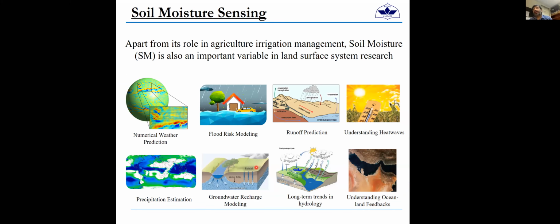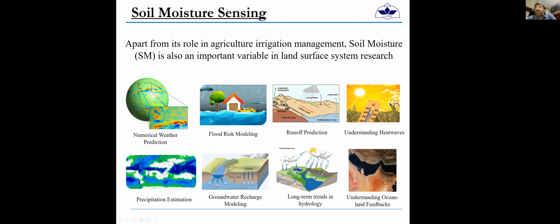So this leads us to motivating why soil moisture. I started with the agriculture application because we are more familiar with that. So how about soil moisture sensing in general? On this slide, I have tried to extract some of the applications apart from agriculture where people use soil moisture. As you can see, numerical weather prediction or flood risk modeling. If there are heavy rains, as you have seen in the last 2 or 3 days all around Pakistan, what is the flood risk of a certain region? That is directly related to the soil moisture content of that region.